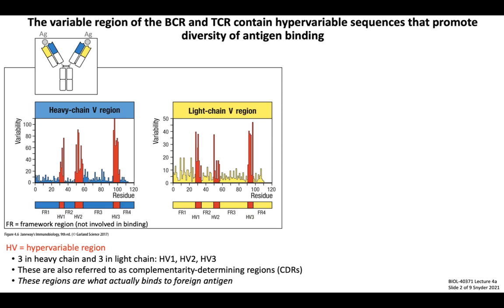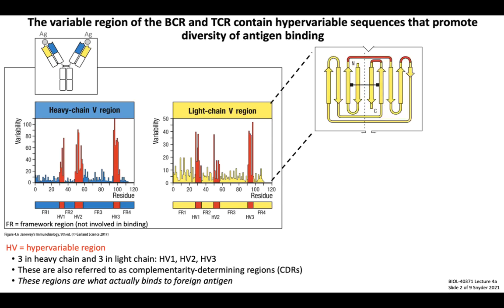It's obvious from both of these plots that there are three distinct spikes highlighted in red, which represent the hypervariable regions. There are 3 each in the heavy chain and 3 in the light chain, and these are creatively named HV1, HV2, and HV3. These regions are separated by framework regions, denoted as FR. Importantly, these hypervariable regions are responsible for forming the surfaces at the tip of the variable region that actually bind to foreign antigen.